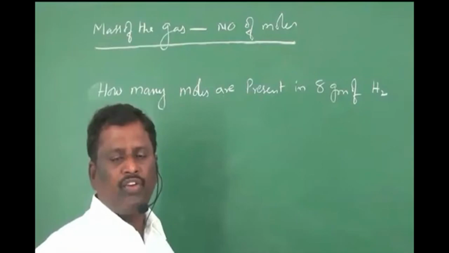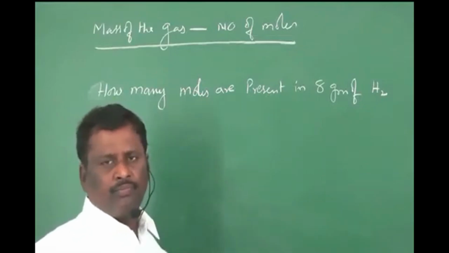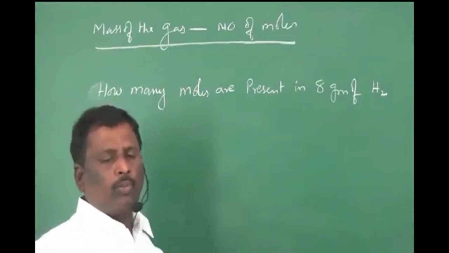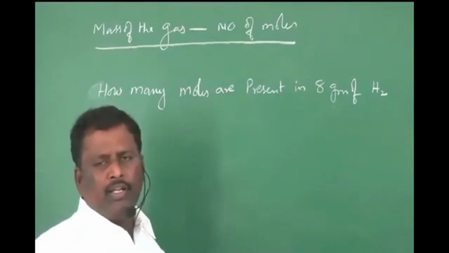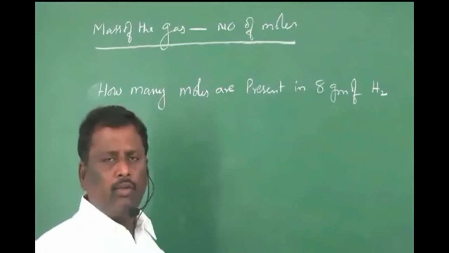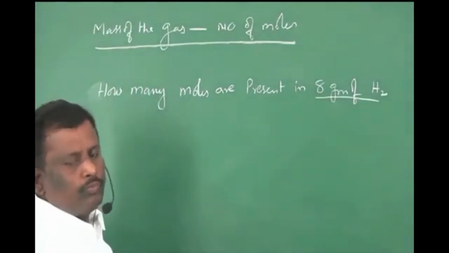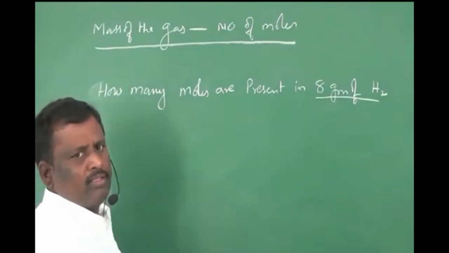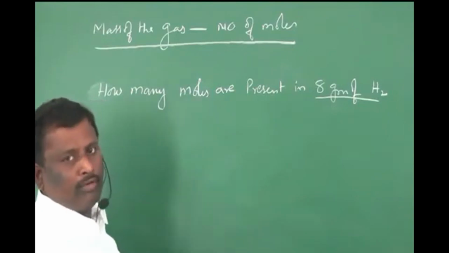Here you should remember the molecular weights of some important compounds. If a new compound is given, automatically they will give you the atomic weights of atoms present in the molecule, and immediately you can easily calculate the molecular weight. By that way you can calculate the number of moles. So now, here we have 8 grams of hydrogen. We know that molecular weight of hydrogen is 2, because it's a very familiar gas. For such gases they won't give you the molecular weight.